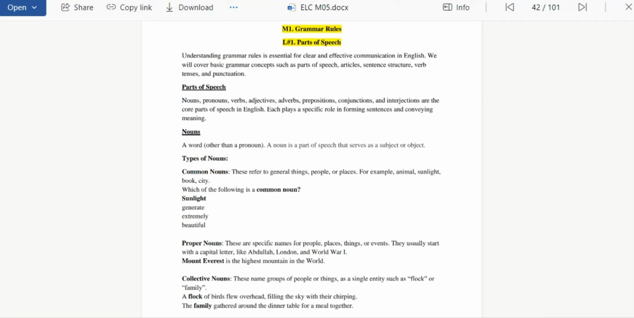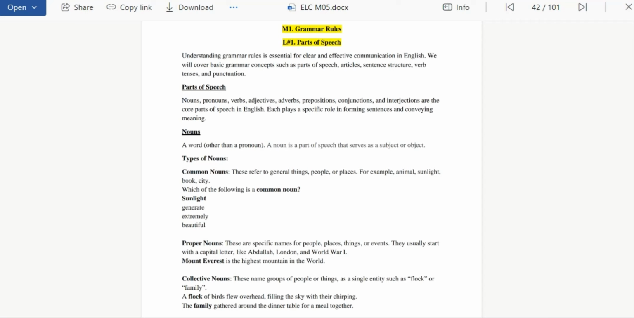There are three types of noun: common noun, proper noun, collective noun. Common noun. Common nouns refer to common things, common places, common or general people. For example, any animal, any book, any city.